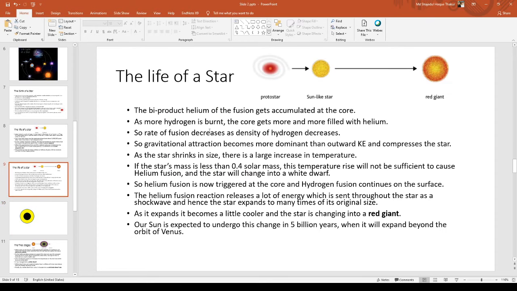So as the density of hydrogen decreases, rate of fusion decreases. Okay, because there are less hydrogen per unit volume, so there are less frequent collisions between hydrogen nuclei, and as there is less frequent collisions, so there are just less energy produced, less fusion reactions occurring. Okay.